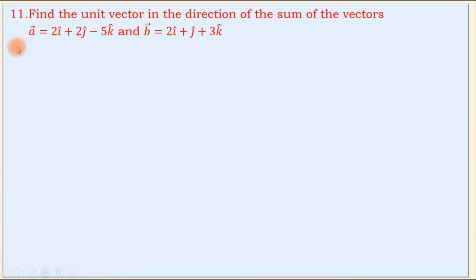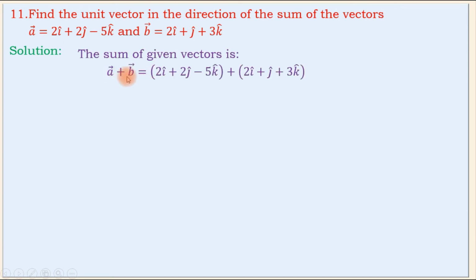Next, problem number 11. Find the unit vector in the direction of sum of the vectors a vector and b vector. So take the sum of given vectors, that is a vector plus b vector equals 2 i cap plus 2 j cap minus 5 k cap plus 2 i cap plus j cap plus 3 k cap. Hence this is addition of two vectors.